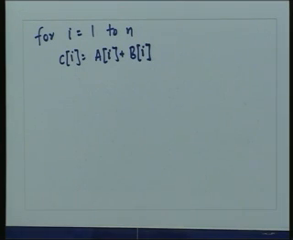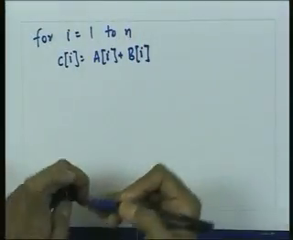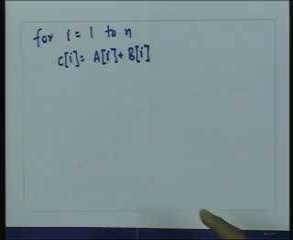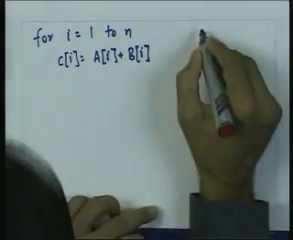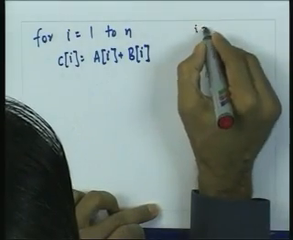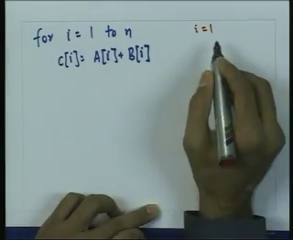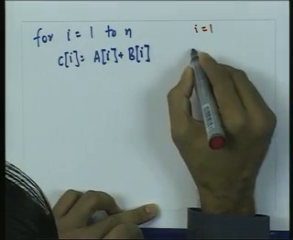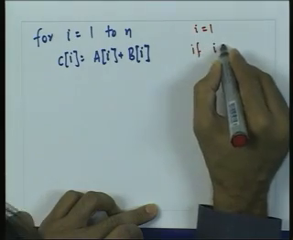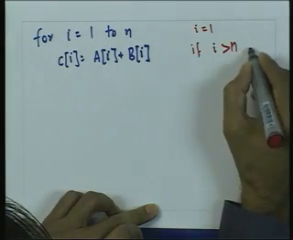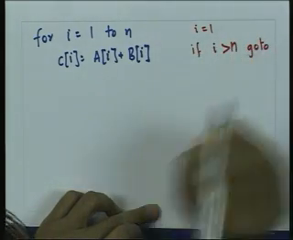So, as I said, we have to translate these instructions into our basic instructions, and here is a possible translation. We are going to have to start off by initializing. So, we will write I equals 1, that is how the initialization step will be. Then we have to have the loop test. So, we will write this as if I greater than n, then go to end of loop.